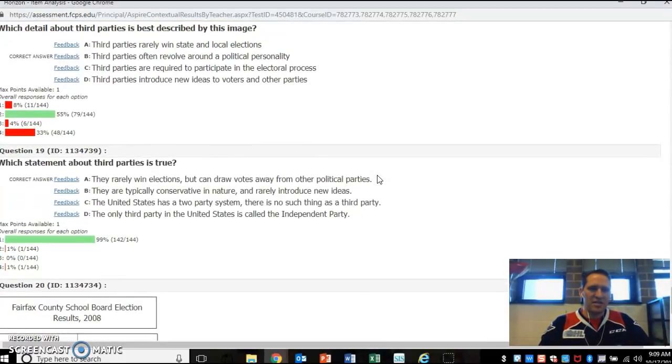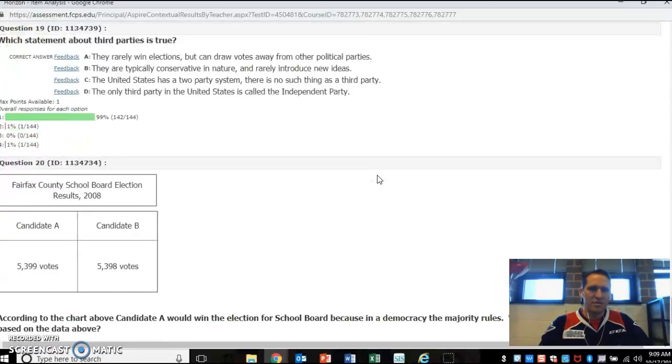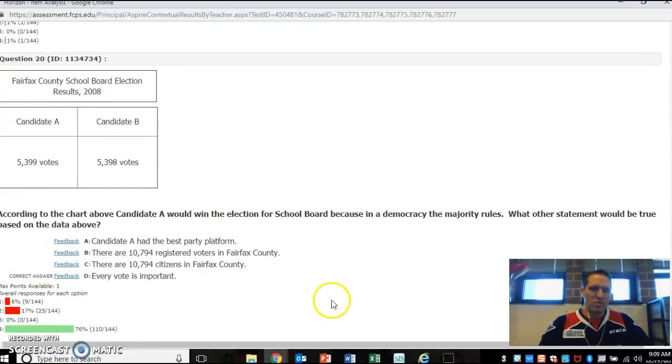All right, 19, almost one of you got that one right. 20, too many people got this one wrong. Look at the difference in the votes by one. Every vote is important. If you add these two numbers up, it doesn't even add to this number. 9 plus 8 is 17. It should end in a 7. All right. A is an opinion.